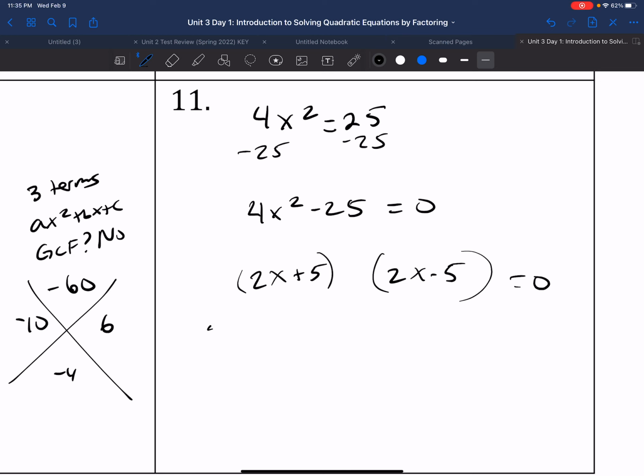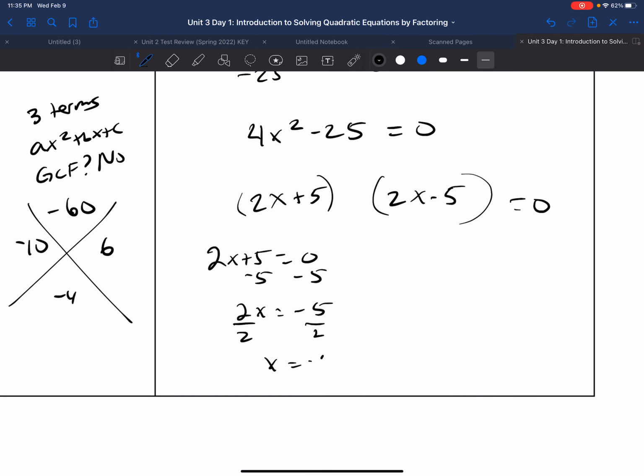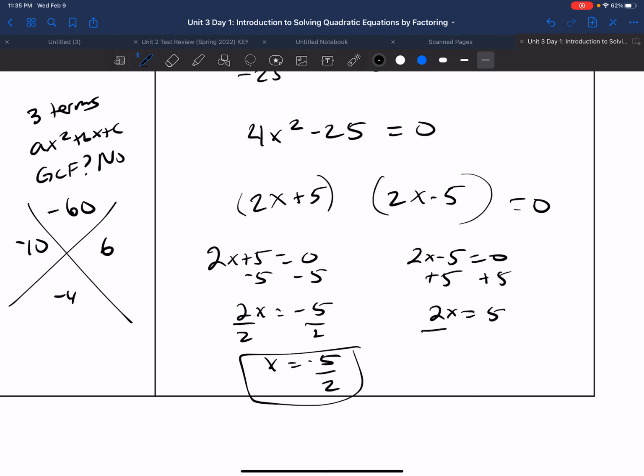Got to do the math. 2x plus 5 is equal to 0. Subtract both sides by 5. And I'm left with 2x is equal to -5. And I just divide both sides by 2. X is equal to -5 over 2. For the other one, doing the same thing. So this is going to be 5 over 2. And those are my answers.